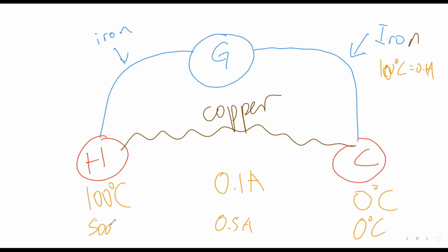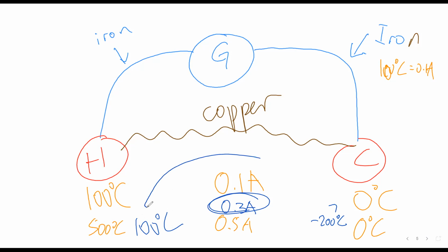It'll be 500, right? If I want to measure something that is very cold, I put back the hot junction to 100 degrees Celsius, right? And I read 0.3 amperes here. How much will the cold junction be? Why? Because this means that the difference from here to here is 300 degrees difference. 300 degrees difference means to say it's negative 200 only.